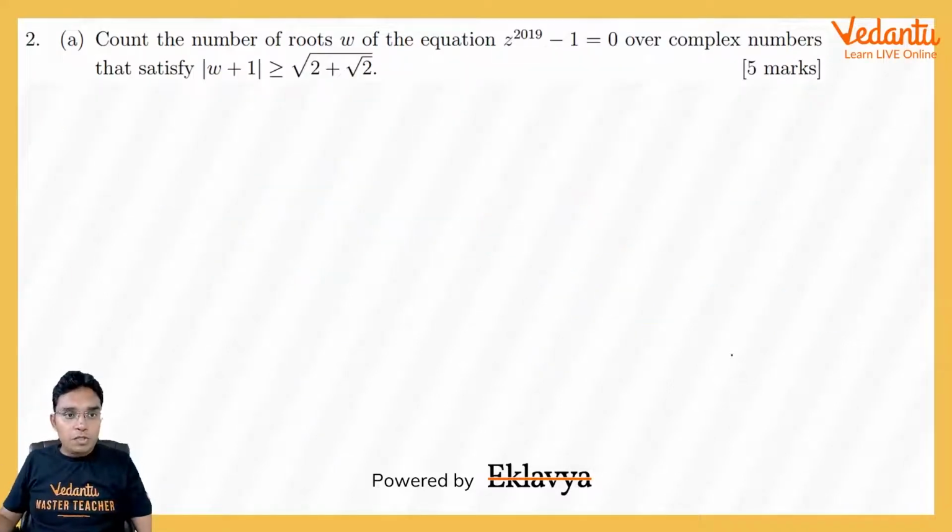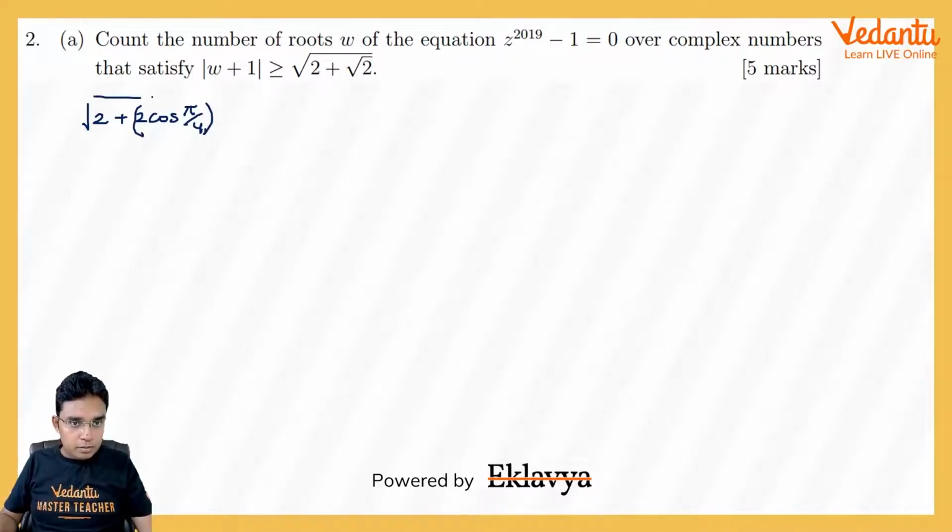Now coming to question number 2a: count the number of roots w of the equation over complex numbers that satisfies this, and mod w plus 1 greater than or equal to root 2 plus root 2. To do this question, first of all, we should understand this root 2 plus root 2. Can I write this as 2 cos pi by 4 here? This thing is actually root 2, you can check. If I use this way, it will become 4 cos square pi by 8, and this will give you 2 cos pi by 8.